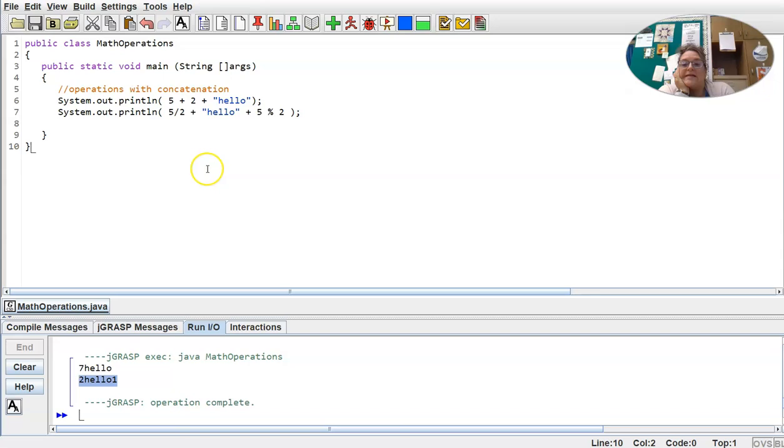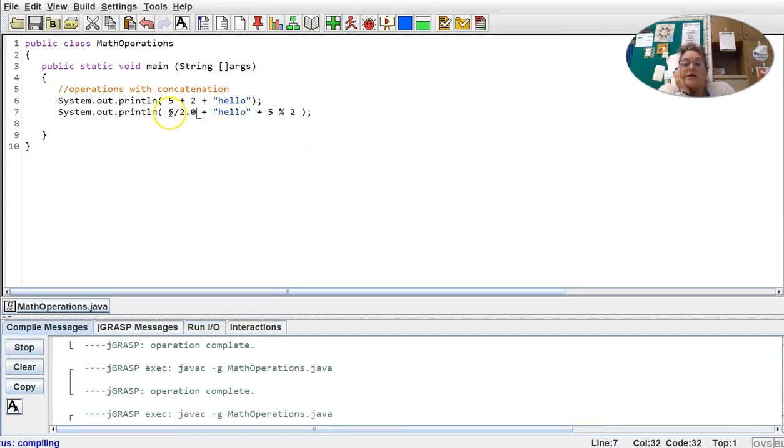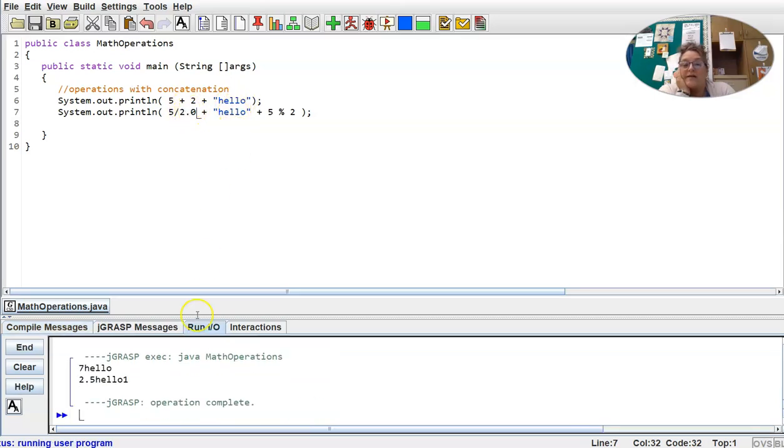Okay, now if instead of an integer, I wanted to have this be a double, I could take my integer 5 and divide it by 2.0, and an integer divided by a double returns a double. So now we can run, and we should get 5 divided by 2.0 to be 2.5, and then our hello, and then our 1, right? And we can see that that worked.